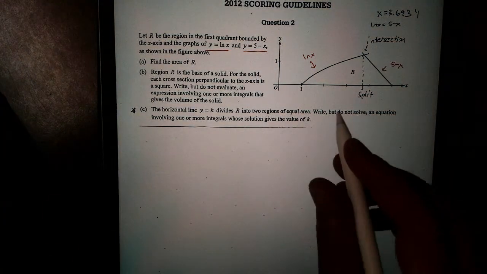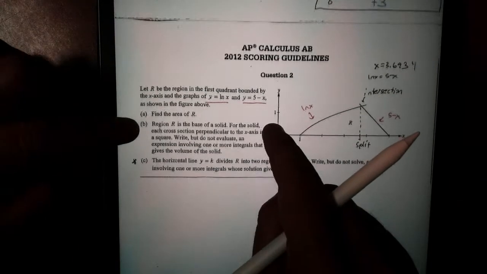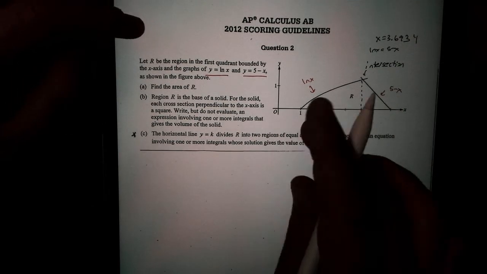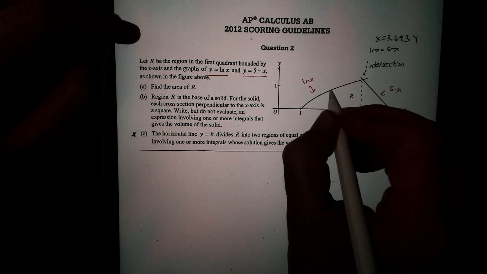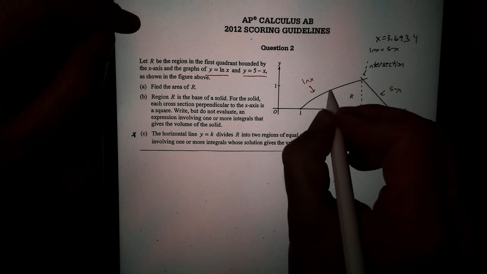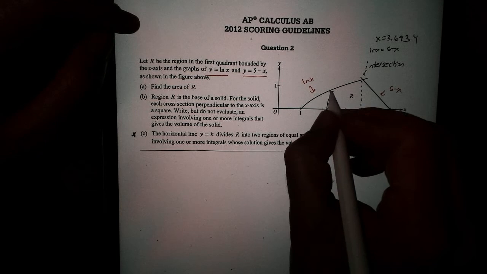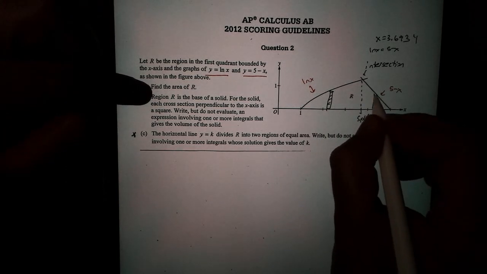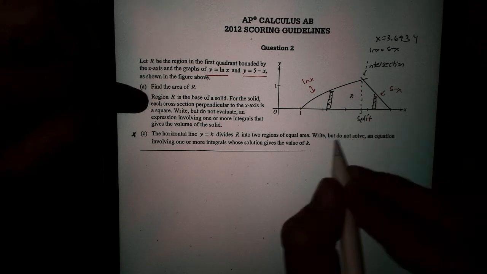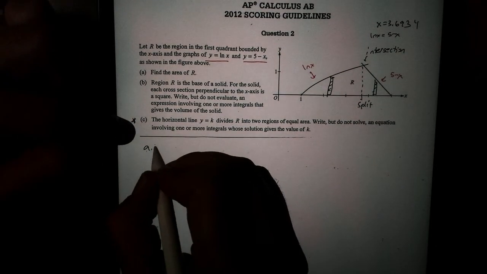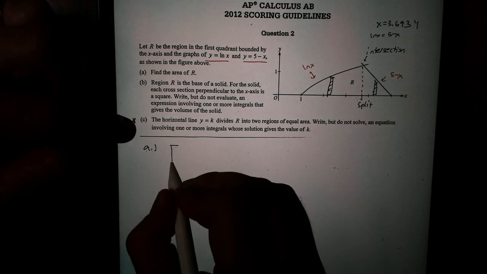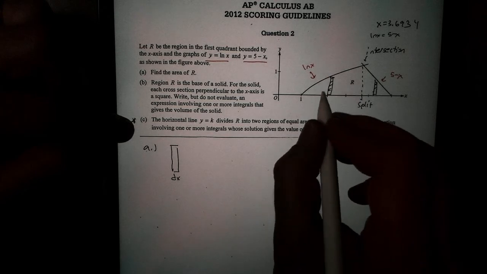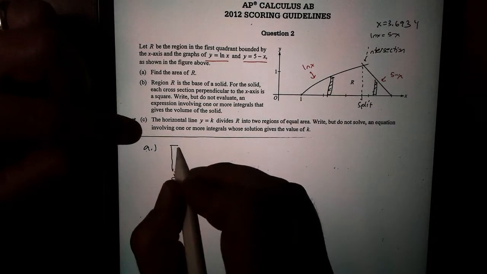All right. So for part A, we want to find the area of the region R. Now we can go ahead and start. We're going to do two rectangles. One for the natural log part. Remember, we always measure area to the x-axis. And we're going to do one for the 5 minus x part. So let's go and do part A now. For part A, if I look at the first rectangle, the skinny part's dx, because we are vertical here. We're in terms of x, so we're going to be vertical.